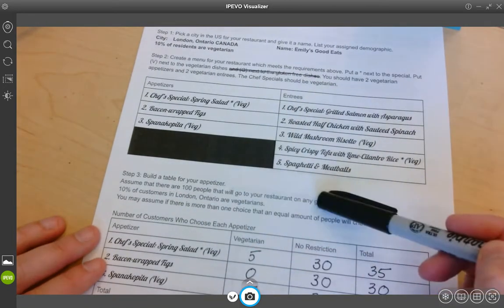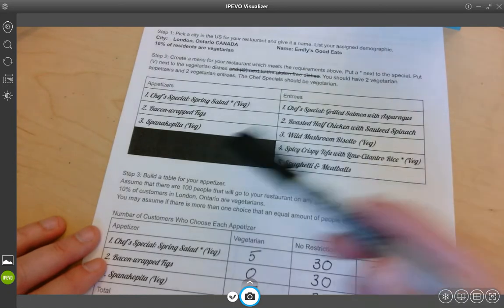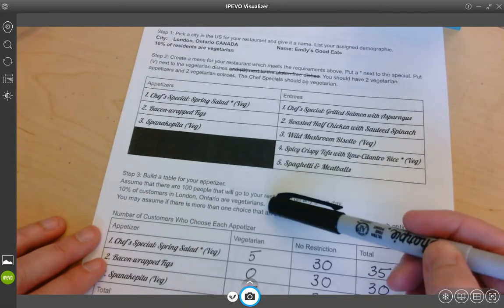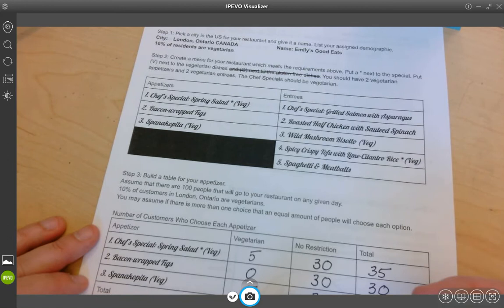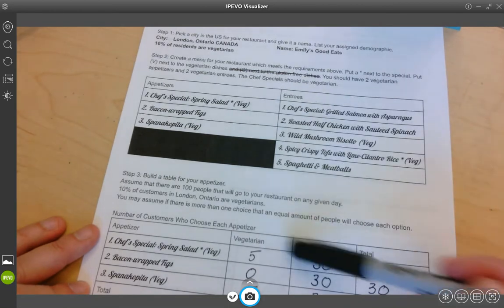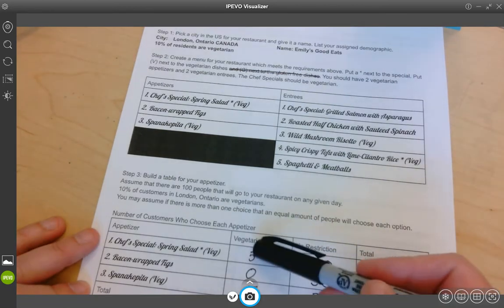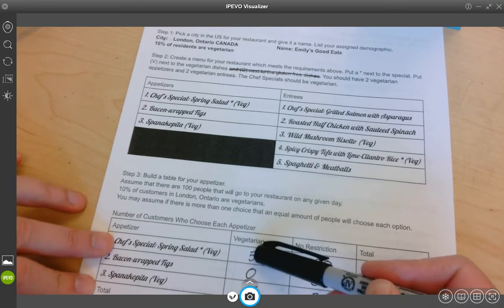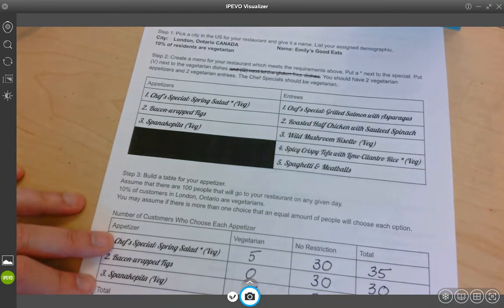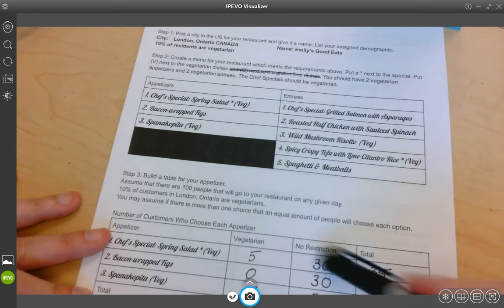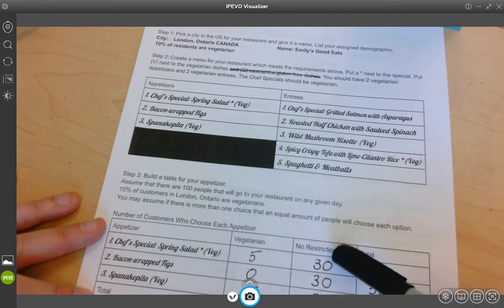There are going to be 100 visitors to my restaurant on a day, and 10% of my customers will be vegetarian. So I put 10 out of 100 customers are vegetarian, 90 out of 100 customers are no restriction. And then I split the vegetarian customers between the 2 appetizers that they could have. And I split the no restrictions between all 3 because they could have any appetizer they want. So I had 30, 30, 30, and then we added up across.